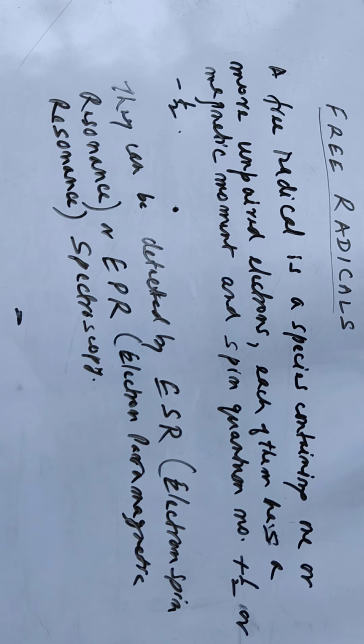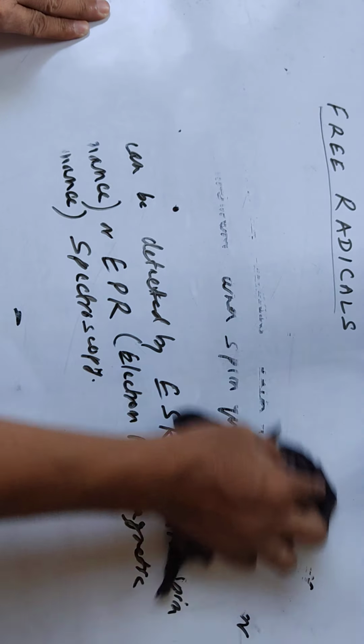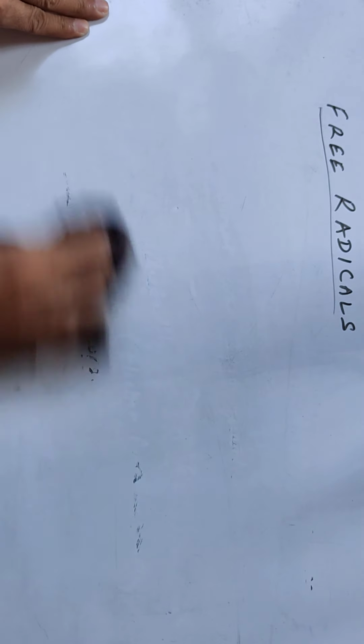So I'm repeating again. A free radical is a species containing one or more unpaired electrons, each having a magnetic moment and a spin quantum number of either plus half or minus half. They are represented by a dot, and they can be detected by electron spin resonance or electron paramagnetic resonance. We can differentiate them from carbanions and carbocations.